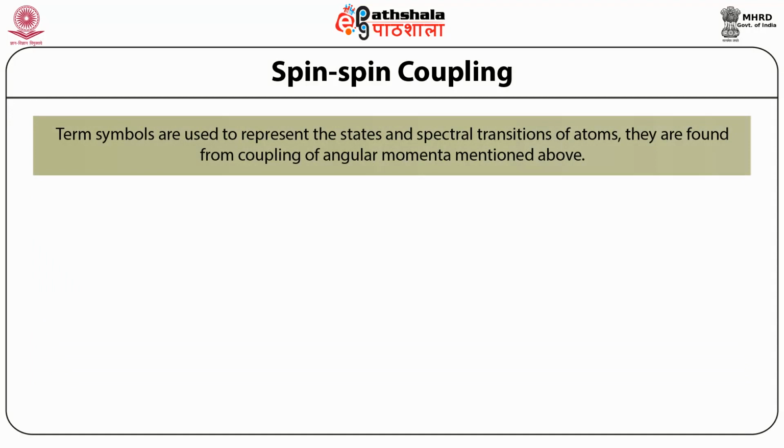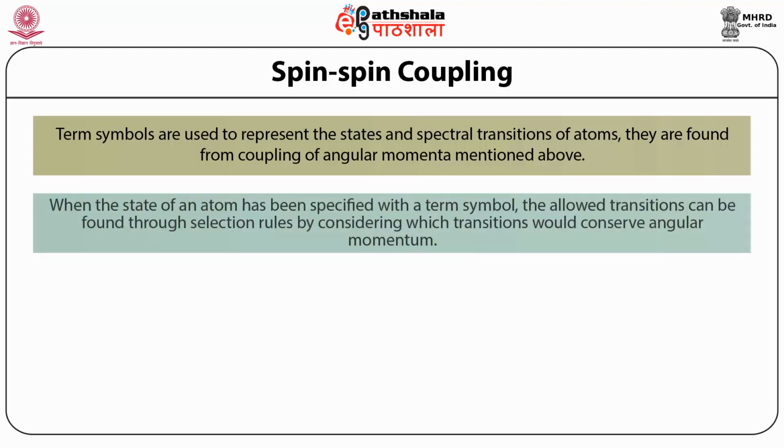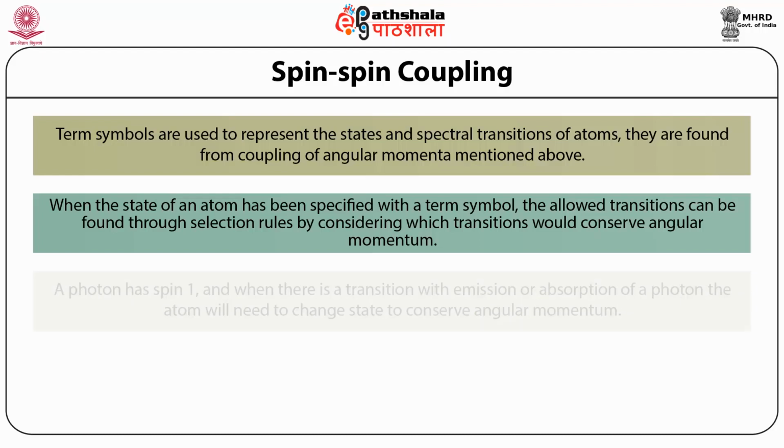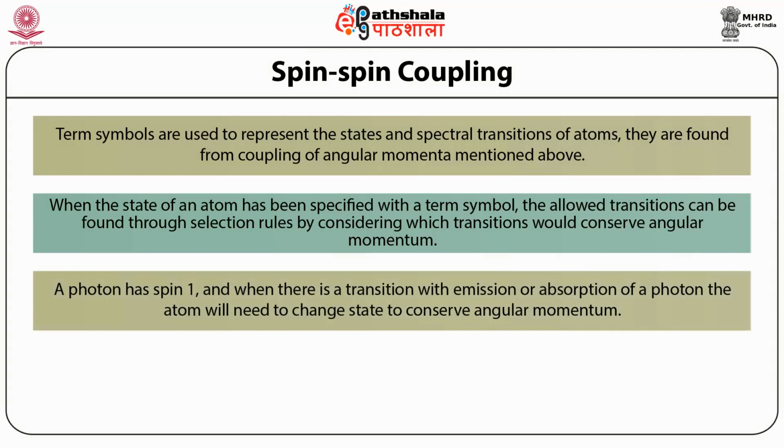Term symbols are used to represent the states and spectral transitions of atoms. They are found from coupling of the angular momenta mentioned above. When the state of an atom has been specified with a term symbol, the allowed transitions can be found through selection rules by considering which transitions would conserve angular momentum. A photon has spin 1, and when there is a transition with emission or absorption of a photon, the atom will need to change state to conserve angular momentum.